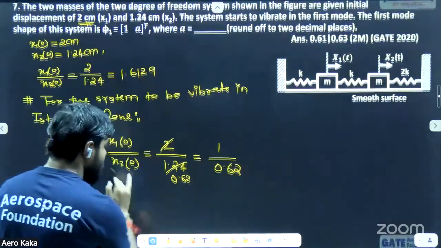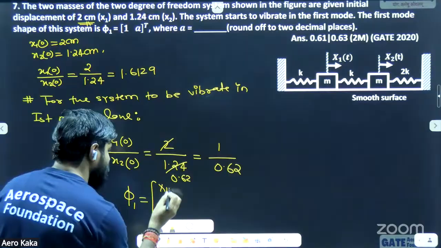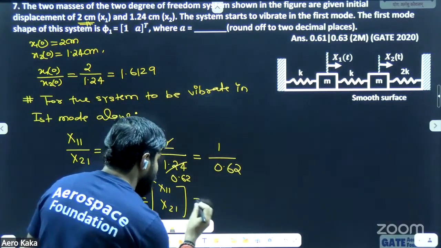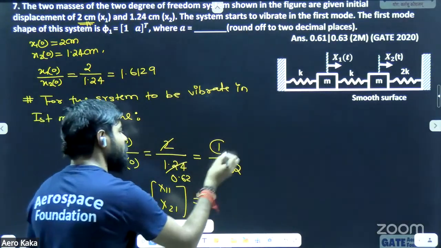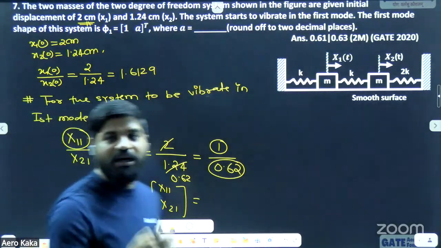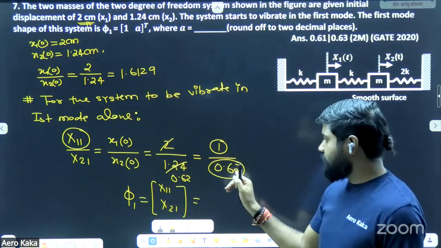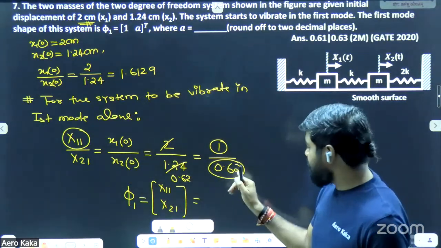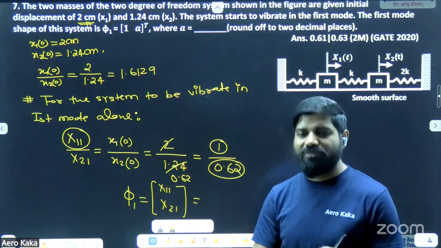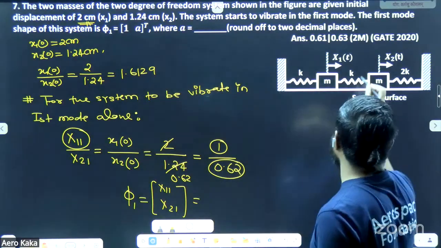So what is phi1? Phi1 is nothing but x11 and x21. So from here, what is the meaning of this 1 and 0.62? It means if the first mass has an amplitude or displacement of 1 centimeter, then the second mass, at the first frequency, has an amplitude or displacement of 0.62 centimeter. It means the relative motion between the second spring takes place here.